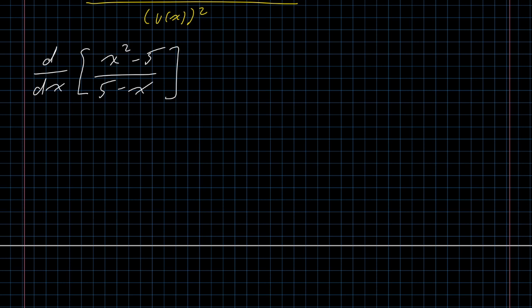It's a little bit messy. It looks like we should be able to clean something up somewhere, but unfortunately it doesn't actually work. And we're left with no choice but to just dive in and see what happens. We'll go ahead and let u of x be the numerator, x squared minus 5. We'll let v of x be the denominator, 5 minus x.